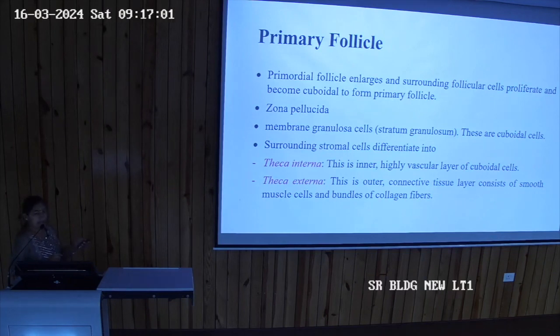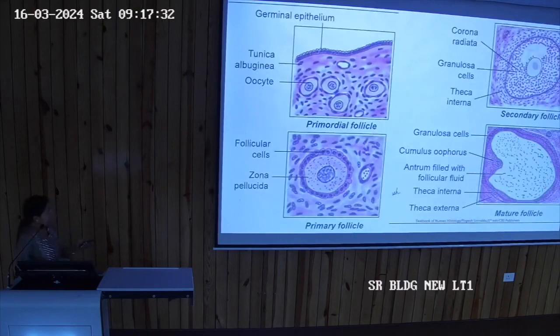It has a layer which is the zona pellucida. Then it has membrana granulosa cells, which is called the stratum granulosum. These are also cuboidal cells. Then the cells present in the surrounding will differentiate when they undergo secondary follicle formation into the theca interna and theca externa. What is theca interna? They are multiple layers of cuboidal cells. What is theca externa? It is a connective tissue layer having a muscle layer also.